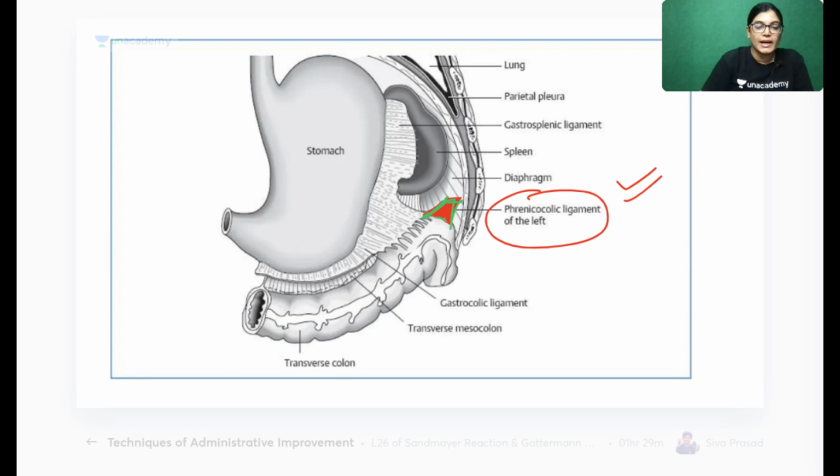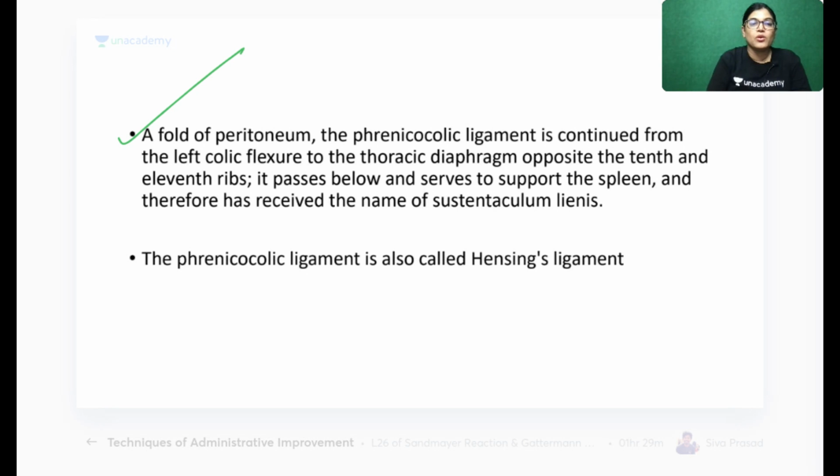It is passing just below the spleen, and it is preventing the downward displacement of the spleen. A fold of peritoneum called the phrenicocolic ligament is continued from the left colic flexure, and it gets connected to the thoracic diaphragm opposite the 10th and 11th rib. It passes below and serves to support the spleen, and therefore it is also called the sustentaculum lienis.